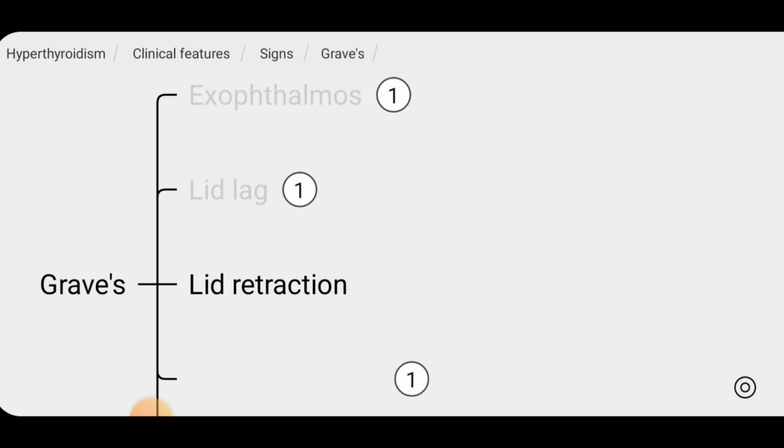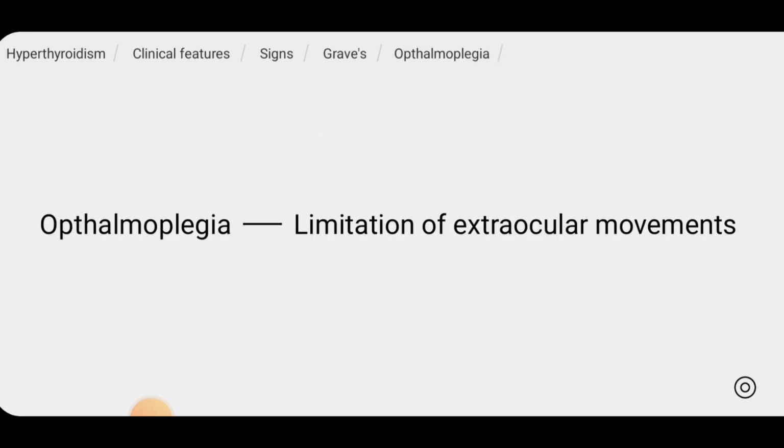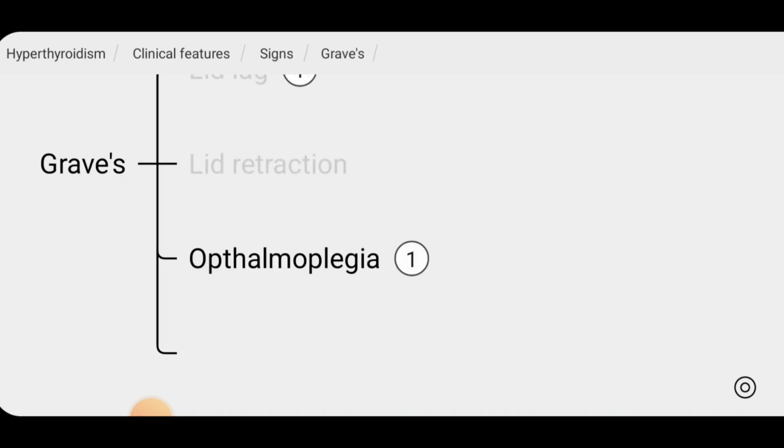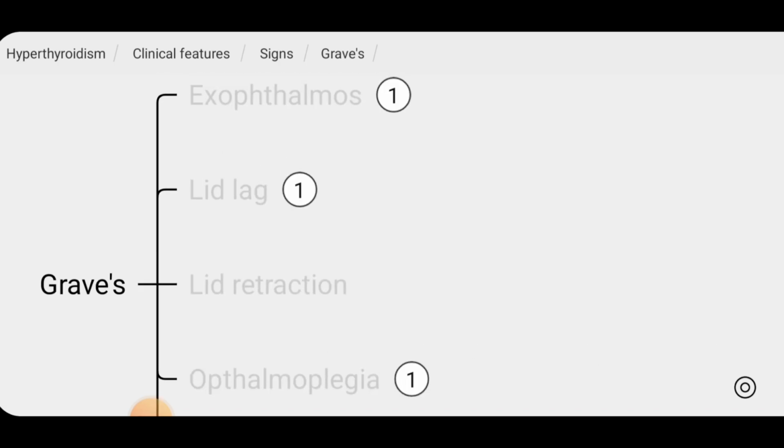And also the patient may have lid retraction. The upper eyelid may be retracted upwards. And ophthalmoplegia, that is limitation of extraocular movements. And also the patient may have infiltrative dermopathy, which is also called pretibial myxedema. Those are the physical signs specific for Graves' disease.